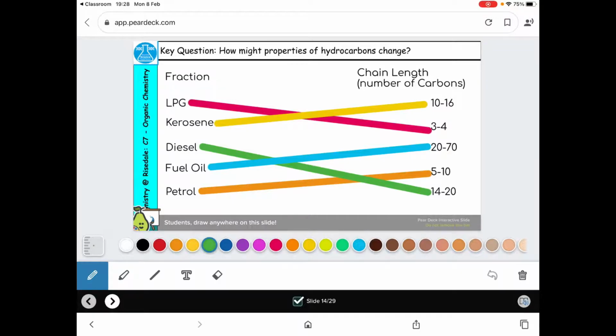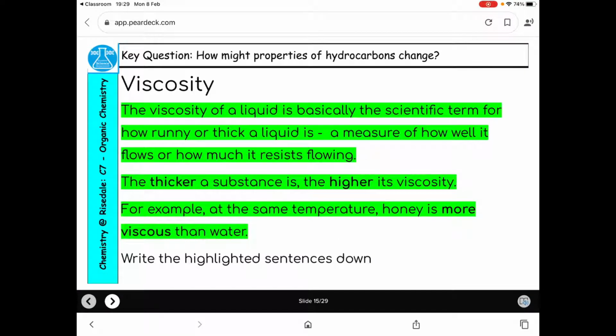Second one down was petrol. So this was 5 to 10 carbons in the chain. Then if we're going in size, we've got 10 to 16. So that's kerosene, the fuel used in aeroplanes. And then moving down the tower, diesel was next. So that would have 14 to 20. And then the biggest chains, 20 to 70 carbons, would be at the bottom of the fractionating column, which would be your fuel oil.